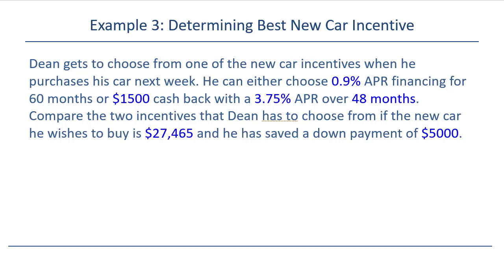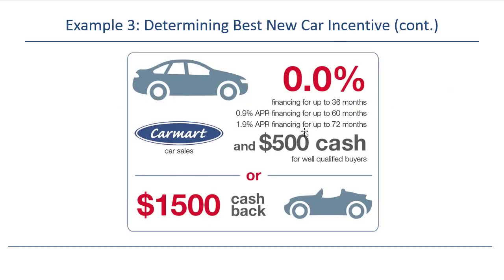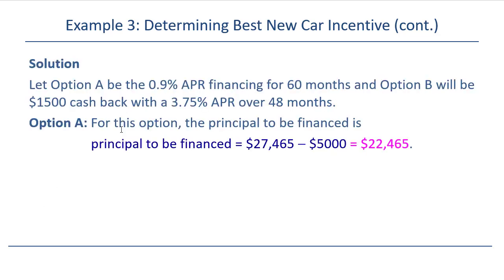So this is a really good real-world question because we have these types of competing incentives at dealerships all the time. So it's nice to be able to figure out which one is better for you. So here's what you would expect to see as the advertisement, what you could do versus what you can get. With this scenario, the amount that's being financed is $27,465.